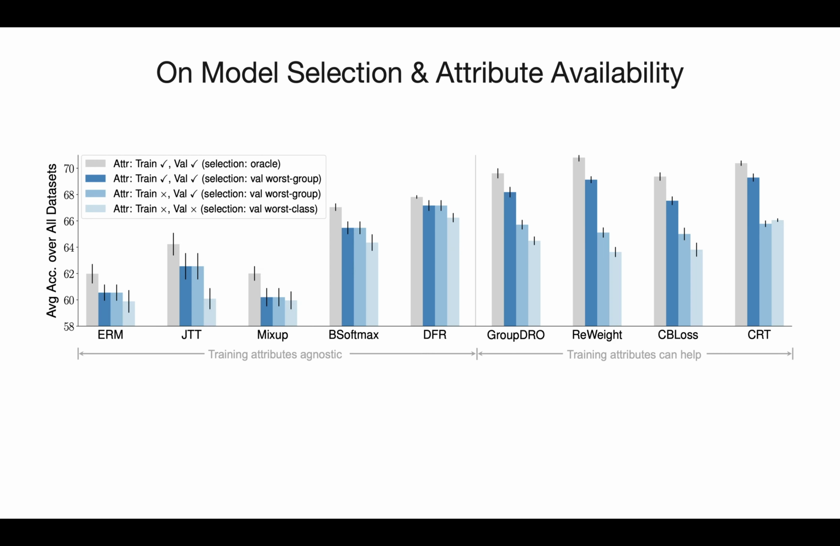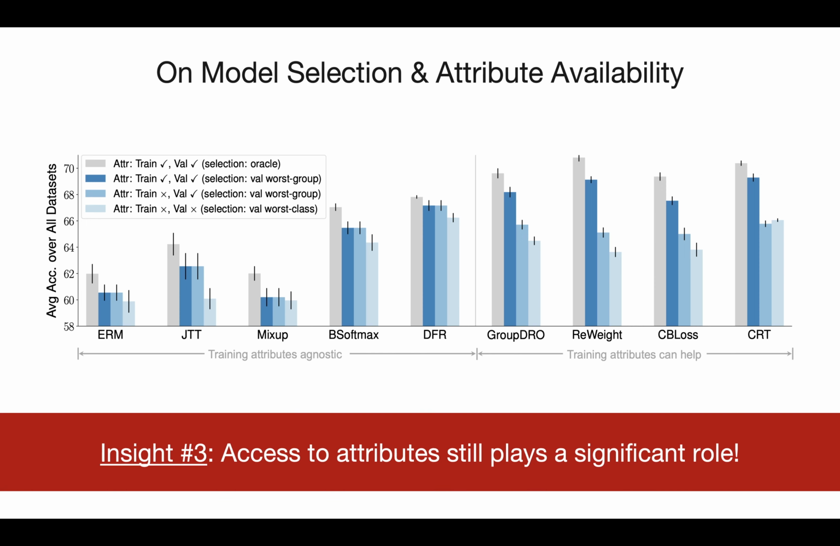Furthermore, we observe that model selection and attribute availability considerably affect subpopulation shift evaluation. Specifically, when gradually removing the attribute annotations in training and/or validation data, all algorithms experience notable performance drops, especially when there's no attribute available in both training and validation. This indicates that the access to attributes still plays a significant role in getting reasonable performance in subpopulation shift, and future algorithms should consider more realistic scenarios for model selection and attribute availability.